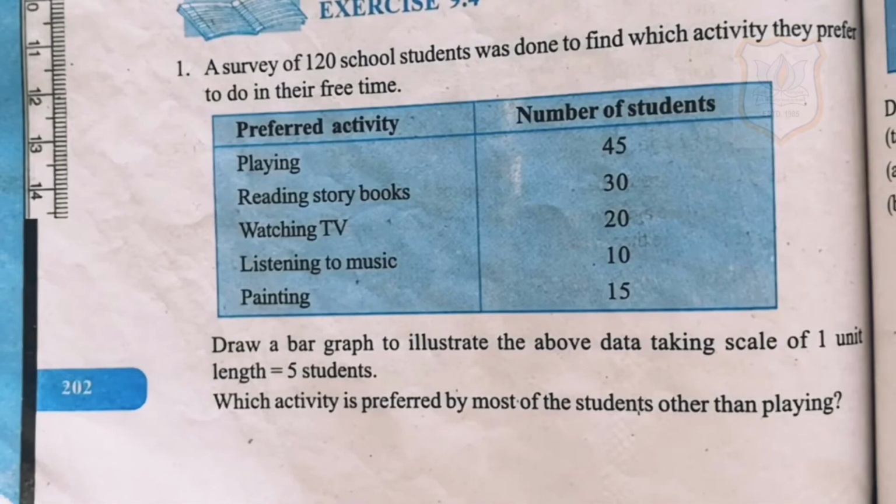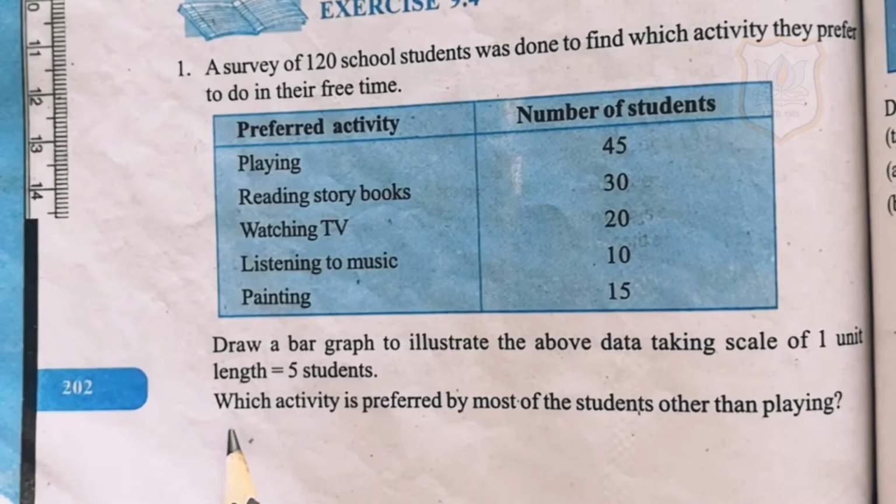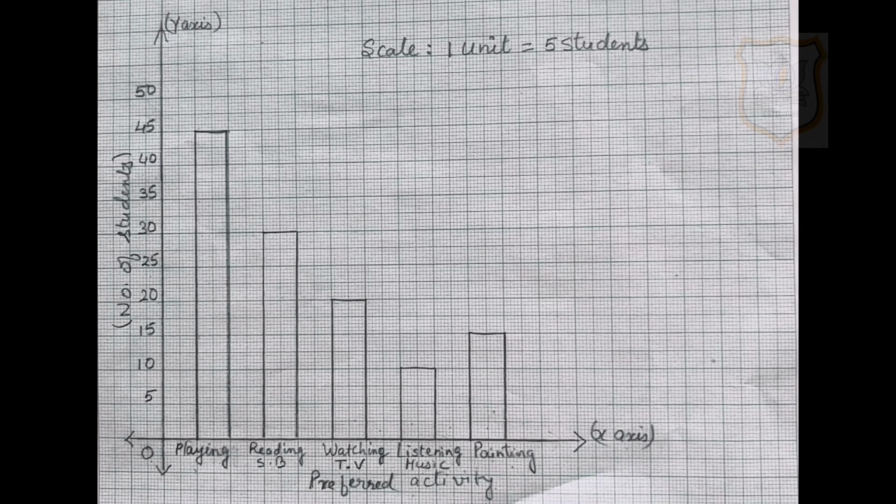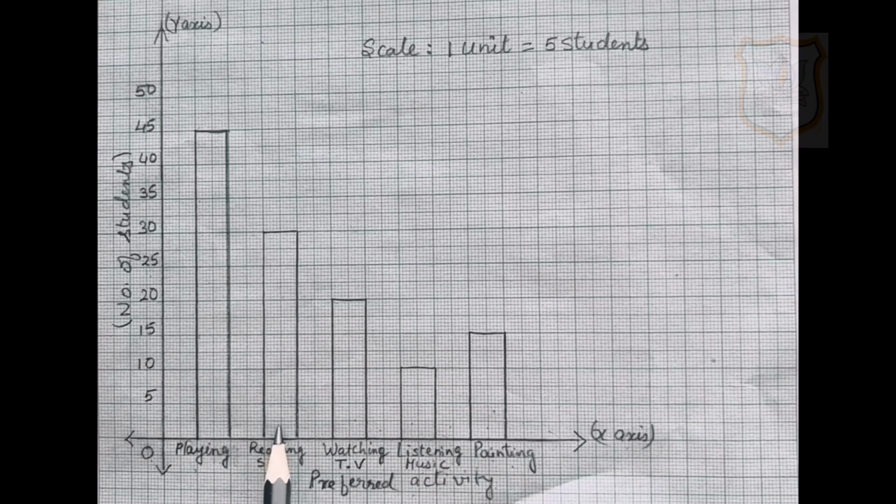Now students, on the basis of the bar graph we have to answer the question: which activity is preferred by most of the students other than playing? With the help of the bar graph you can answer that other than playing, the activity preferred by most of the students is reading storybooks.